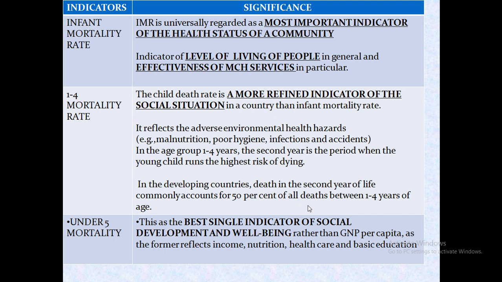And come to under 5 mortality, this is the best single indicator of social development and well-being rather than the GNP per capita. It reflects income, nutrition, healthcare and basic education. We can assess all these factors by assessing the under 5 mortality. Is it clear? What are all the indicators? What is its importance to calculate these indicators to assess the different services in a community?